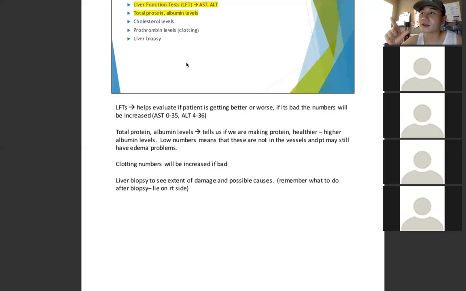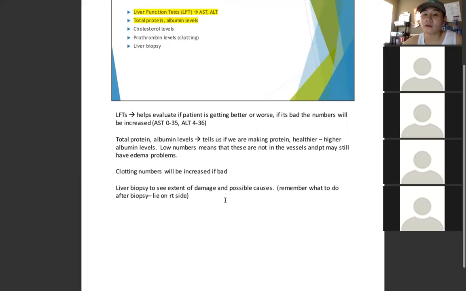Liver biopsy to see the extent of damage and possible causes. Remember what to do after biopsy. Lie on the right side, because where's the liver? Right upper quadrant.